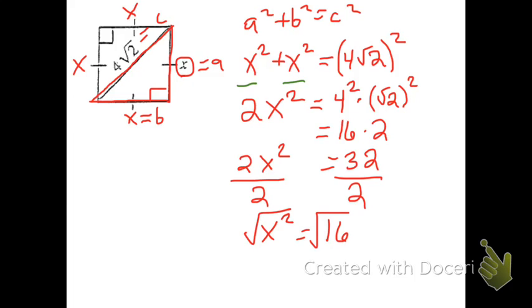Now you might be thinking, well the square root of x squared could be 4 or negative 4. And if you think that, you are right. Good thing to think. But we're talking about the length of a side of a triangle, and lengths can't be negative since it's a magnitude. So we're just going to take the positive answer. So our answer is x equals 4. And you can always plug it back into the Pythagorean theorem and make sure that it works.